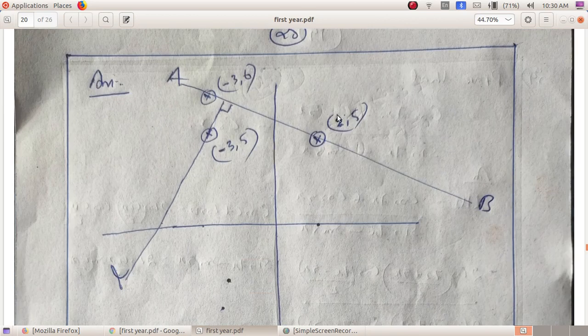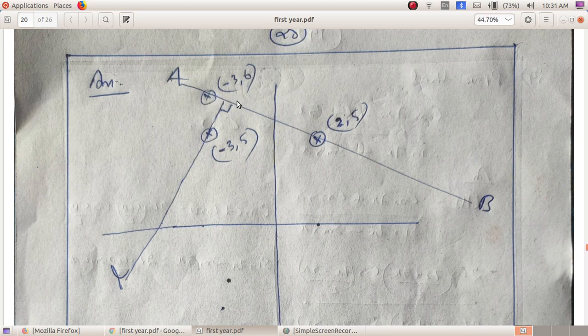See the graph: 2, 5 and minus 3, 6. So these are the 2 points. Then you draw a straight rough line here. And the required line must be perpendicular to this one, that is, this is perpendicular and must be passing through minus 3, 5. So this is the figure.